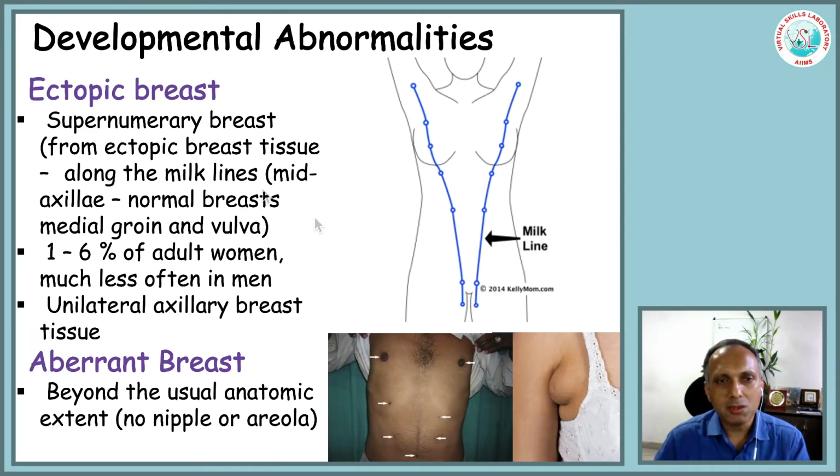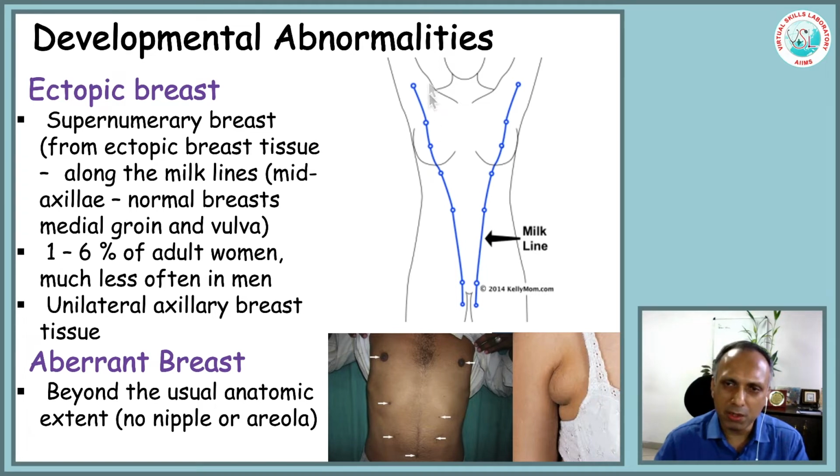There can also be presence of ectopic breast and aberrant breast. As you know, there is a milk line which extends from the axilla along the nipple areola and both sides of the abdomen and culminates in the groin region. So along these milk lines on either side you can get presence of ectopic breasts. These are also known as supernumerary breasts. These arise from the ectopic breast tissue which is present along these milk lines up to the groin and vulva. These are very rarely seen in adult women, and much rarer in men.